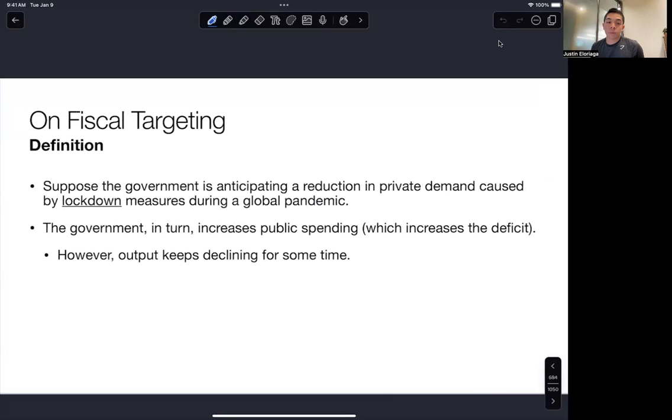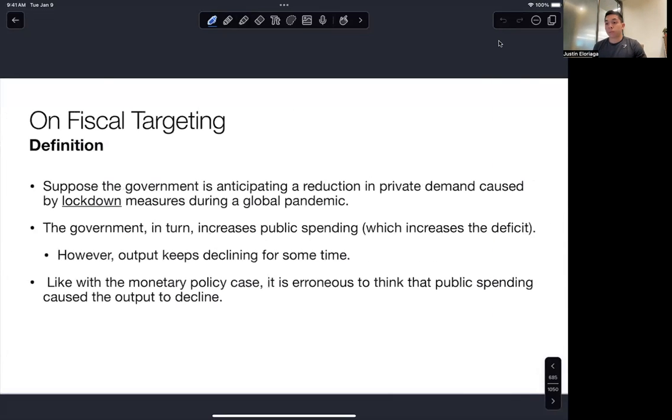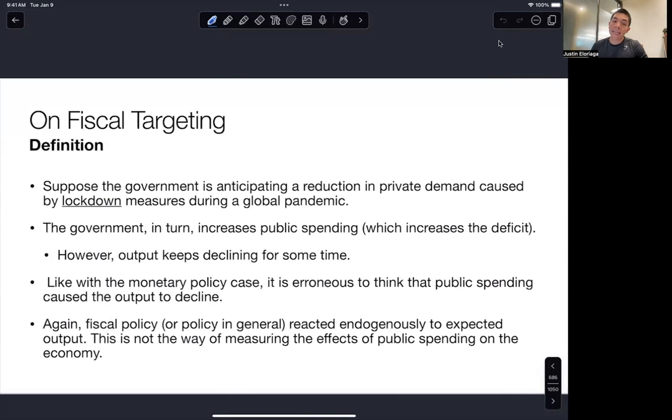And in doing so, if they increase public spending, it so happens that output still goes down for some time. And again, if you run a normal unrestricted VAR, you might think that it's because of the public spending that the output declines, when in fact it's probably due to other reasons. So again, the fiscal policy, or any policy in general, reacted endogenously to expected outcomes, in this case output for the fiscal case. And this is not the way of measuring the effects of public spending on the economy.